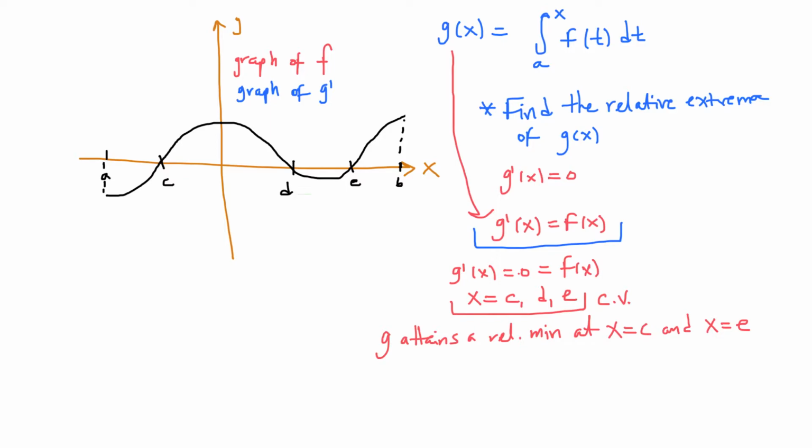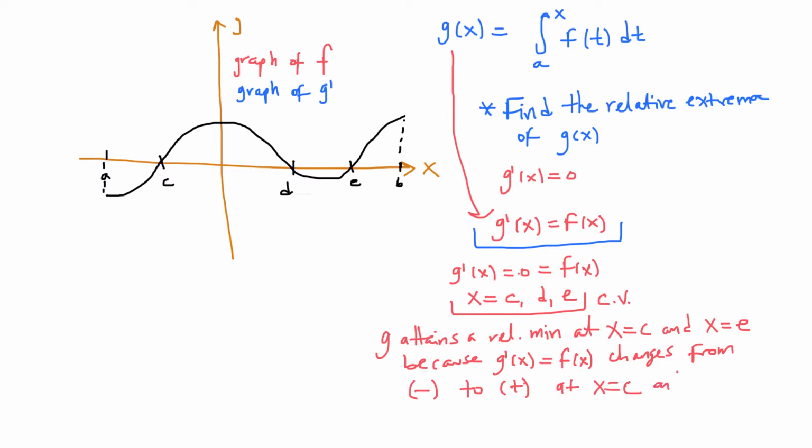And we need a complete statement because, and this is where you have to make the connection again, g prime, which is equal to f, changes from negative to positive at x equals C and x equals E, or you can just say at those points. So there we found the relative minimum or the relative minima.